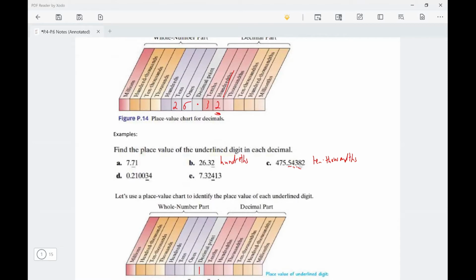Okay, so hopefully you've had a chance to pause the video and try these. So part D, it looks like it's the 5th one over, right? And that means that it's going to be in the 100,000ths place. And then for part E, it looks like it's the 3rd one over, so the 3rd one over is going to be the thousandths place.